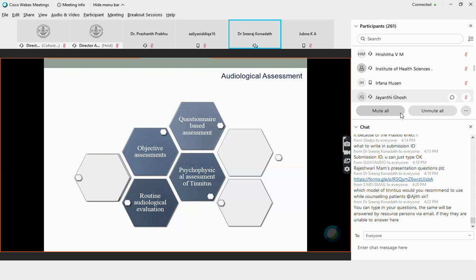So basically my talk will cover these four aspects. The first one is routine audiological evaluation. Following that, we are going to talk about objective assessments, and also psychophysical assessments of tinnitus, and also the significance of using certain questionnaires to assess tinnitus. So these four things will cover audiological assessment.